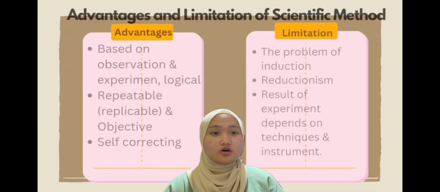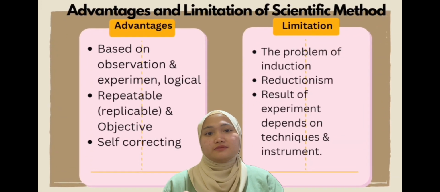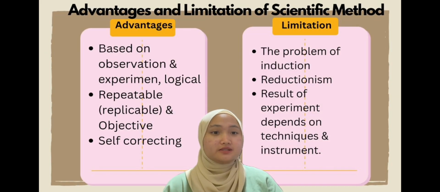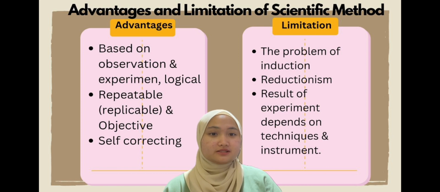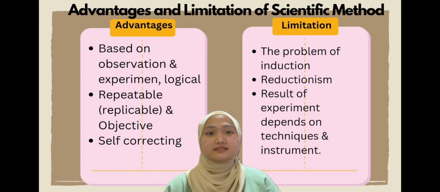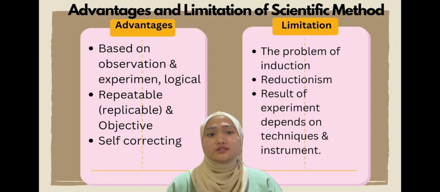Advantages and limitations of the scientific method. First, based on observations and experiments, logical. Second, repeatable and objective, and anybody can repeat the same experiments and get the same result. Third, self-correcting. If the result of the experiment disproves the hypothesis, we can modify the hypothesis.